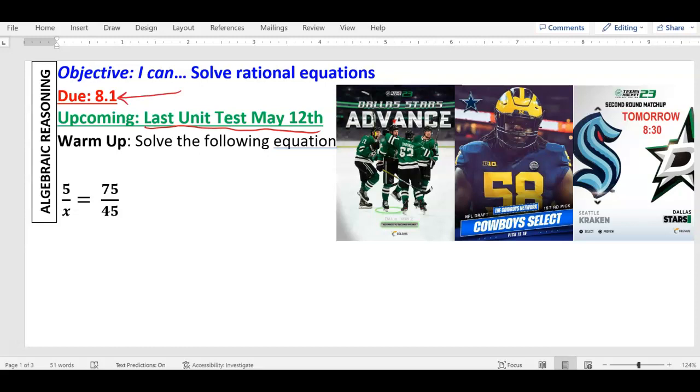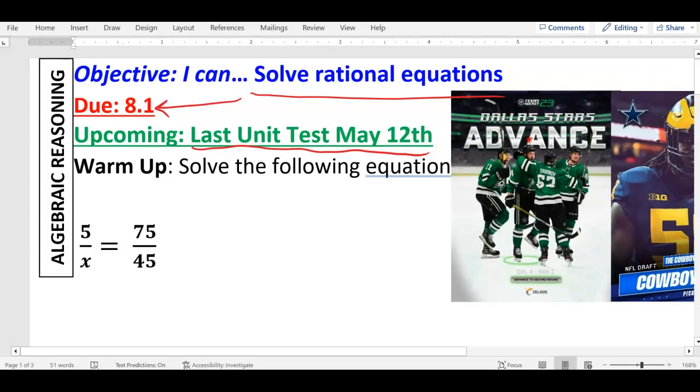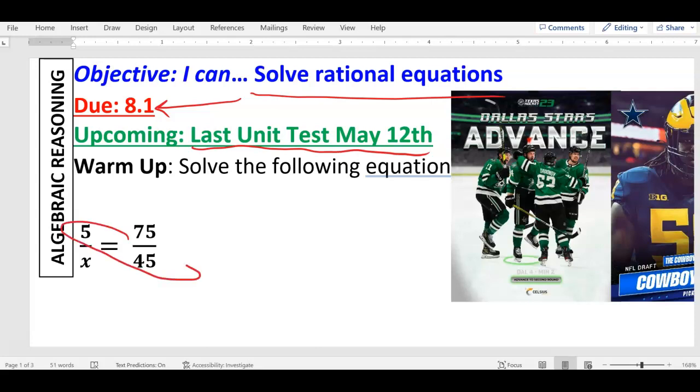Today we're going to be doing solving rational equations, which is 8.2. And you should have seen stuff like this before, like this warm-up, because you should have been able to cross multiply and divide, or sometimes we call it butterfly method. So if you have two fractions that are equal, you should be able to cross multiply. Now what's 5 times 45?